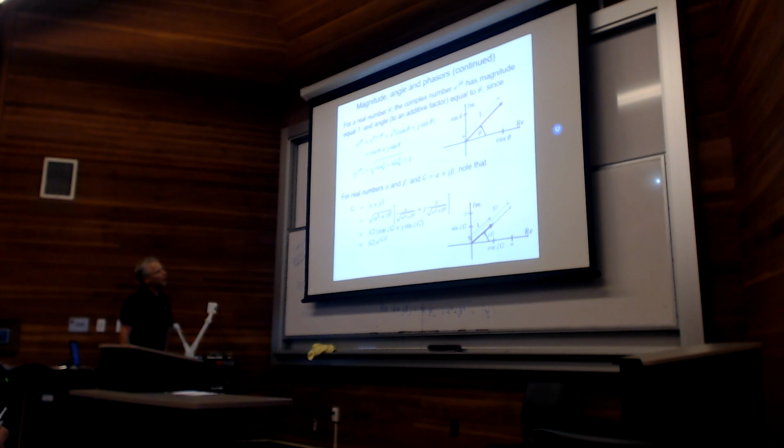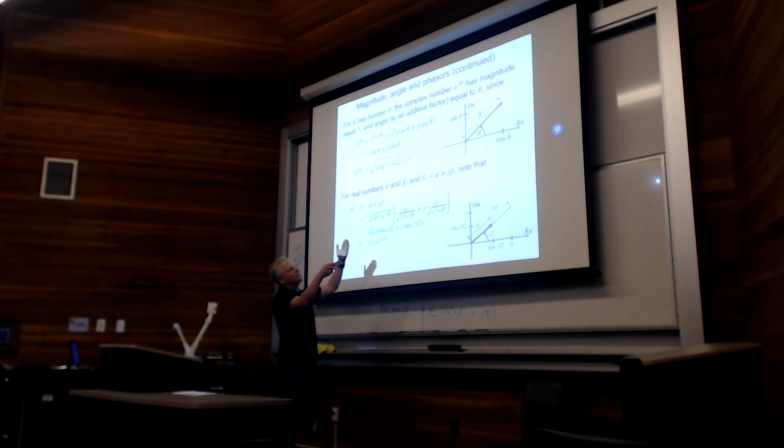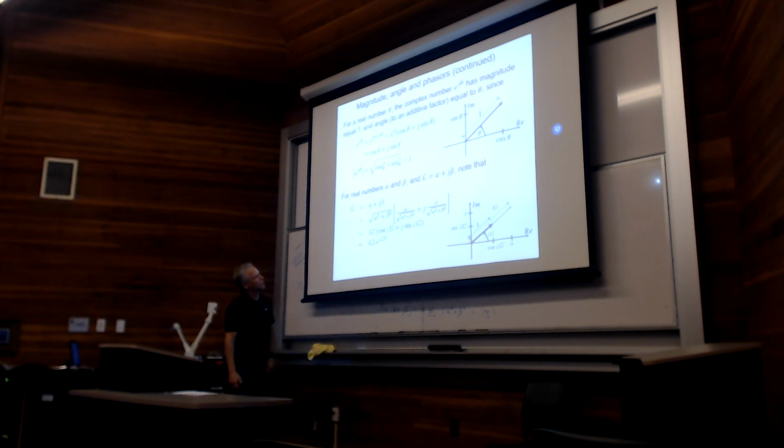So, for any real number theta, the complex number e to the j theta has magnitude 1. Right, e to the j theta is just e to the 0 plus j theta. So e to the 0 and then cosine theta plus j sine theta. And of course, the magnitude of that is cosine squared plus sine squared, which is 1, no matter what theta is. So that's a complex number with magnitude 1. And its angle, if you draw it, you realize its angle is theta.